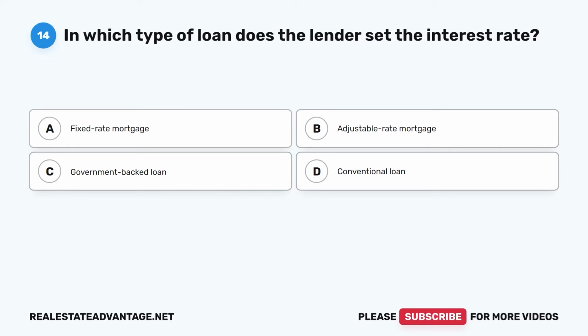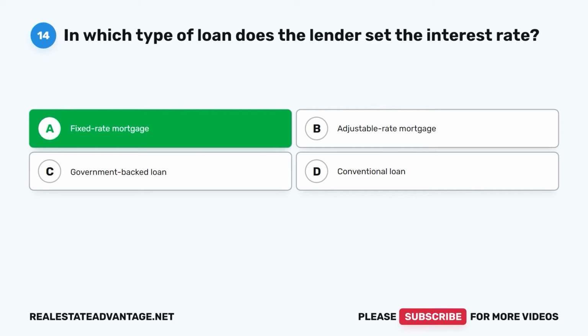Question 14. In which type of loan does the lender set the interest rate? A. Fixed rate mortgage. B. Adjustable rate mortgage. C. Government-backed loan. D. Conventional loan. The correct answer is A.